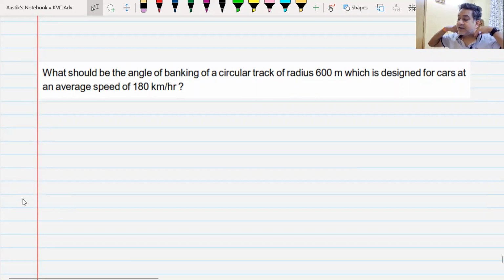What should be the angle of banking of a circular track of radius 600 meters, which is designed for cars at an average speed of 180 kilometers per hour? You can just tell me the value of tan theta. You may not be able to find the value of the angle, but that is not required.